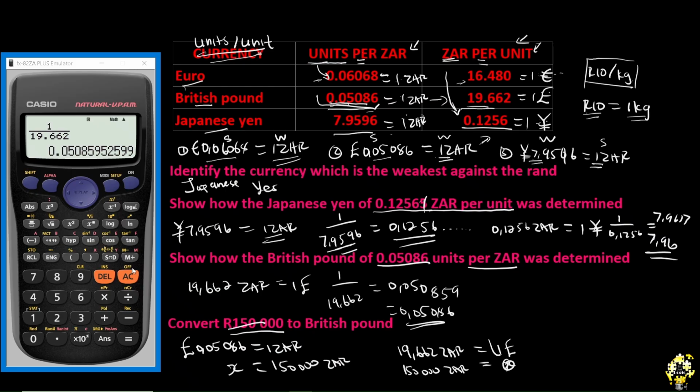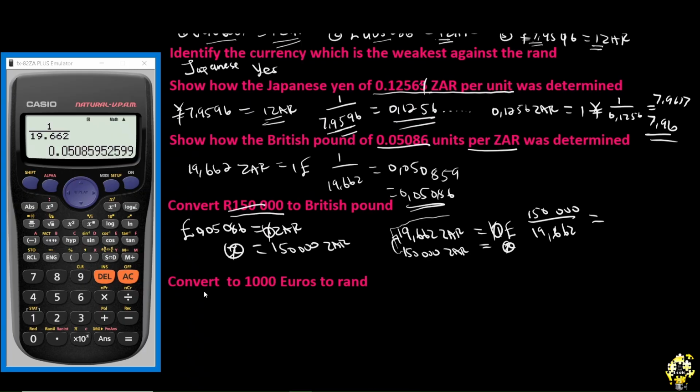What do we cancel? An X and a 1. When they're on the same side, what do we do to them? We divide them. How do we divide them? This one by this one. So it's going to be 150 divided by 19.662. Again, on this side, cancel X and the 1. They are seated across, so we multiply. So we are supposed to say 0.05086 multiplied by 150,000. When we round these numbers off, we should fairly get the same value.